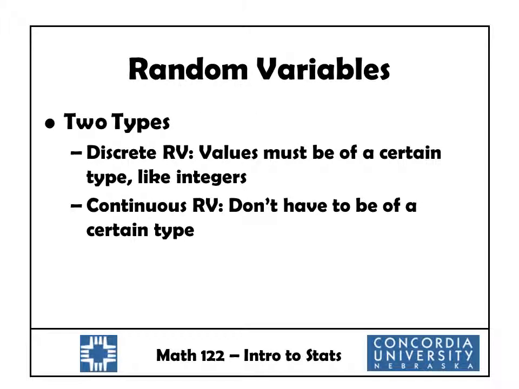All right, so our first topic here is the idea of random variables, and we study two types, discrete and continuous. Discrete, the values must be of a certain type, like integers. Continuous random variables, the values don't have to be of a certain type. They can take on any value within some range. Chapter 6 and 7 we study continuous random variables. In Chapter 5 we saw discrete random variables.